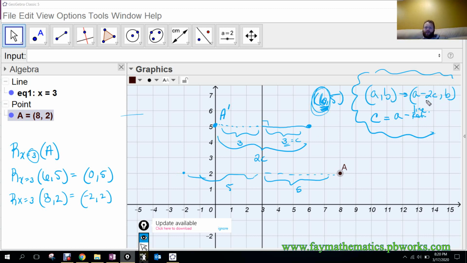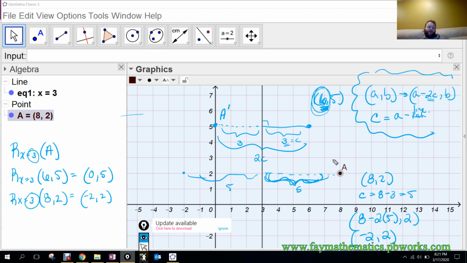So let's see if this rule gets this point negative 2, 2 from 8, 2. So we started with 8, 2. Now I want to figure out what the C distance is. That C distance is found by taking the A value, which is 8, and subtracting from it that number 3. So it gives me 5. So it does generate that little distance right there. I want to double that 5 to get this 2C. So I'll take 8 minus 2 times that 5, and then comma B, which is still 2. So that's 8 minus 10, which is negative 2, left with a y value of 2.